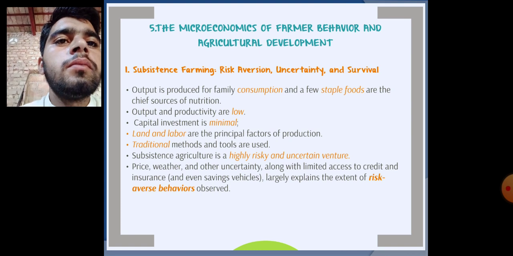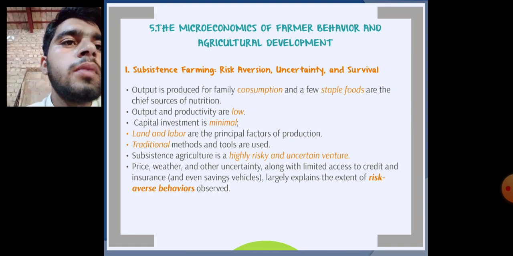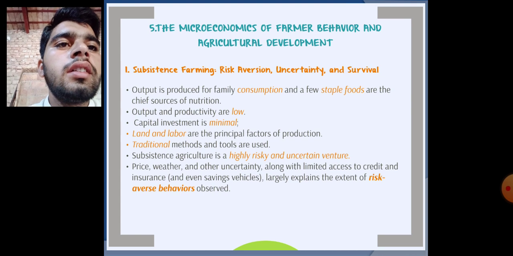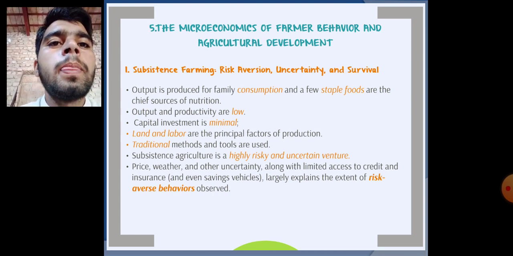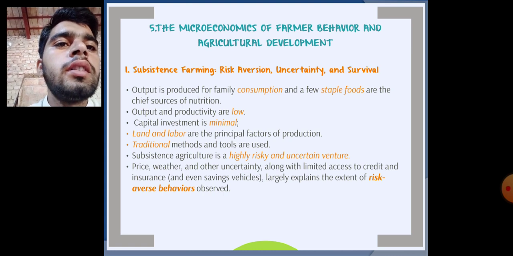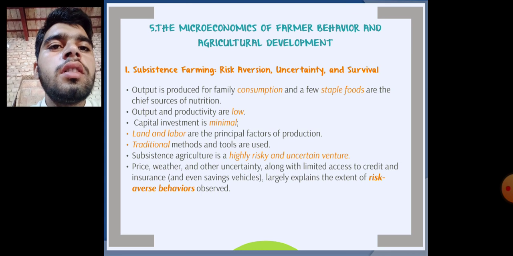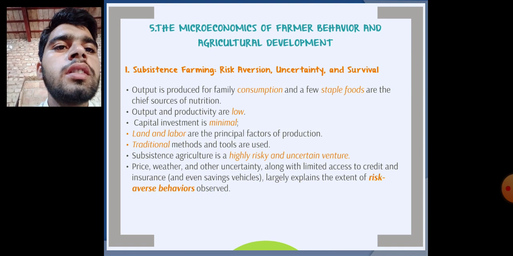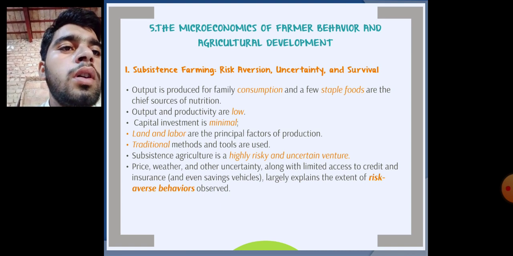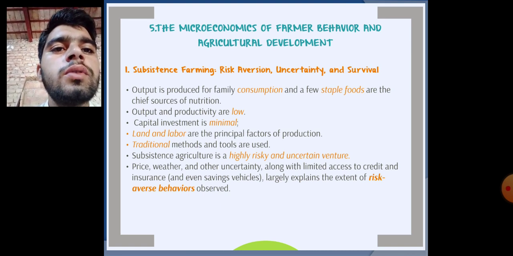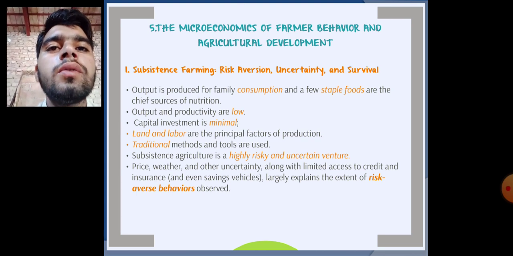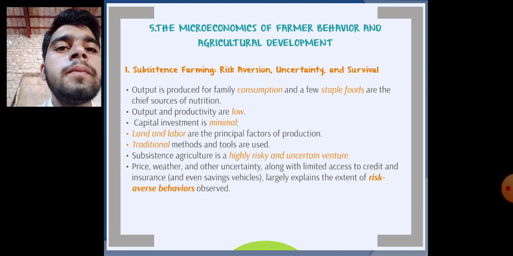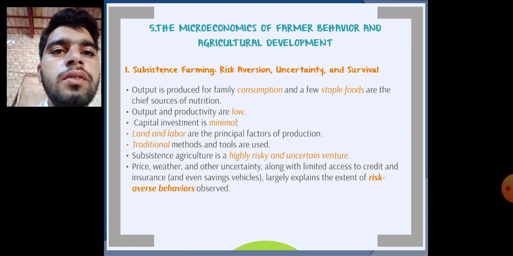The microeconomics of farmer behavior and agricultural development. Subsistence farming, risk reduction, uncertainty and survival. Output is produced for family consumption, and a few staple foods are the chief sources of nutrition. Without food we can't live, because food is our chief source of nutrition.